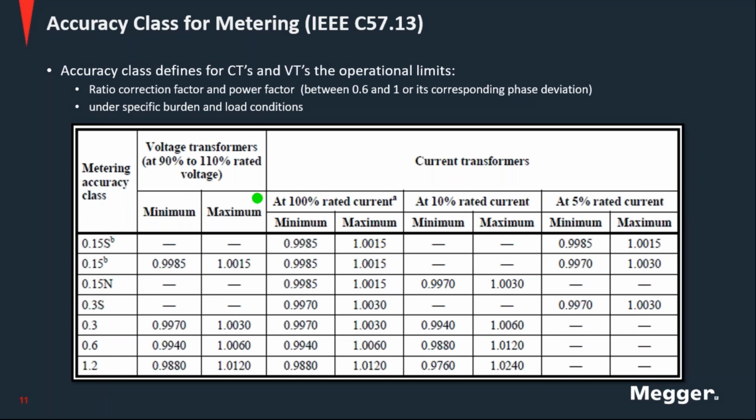Current transformers need to perform at 100% of rated current, and if you have no load, or the load is too small, then probably you don't need such a high accuracy. However, with how power systems operate now, you would have times during the day with full load, or with a reduced load.